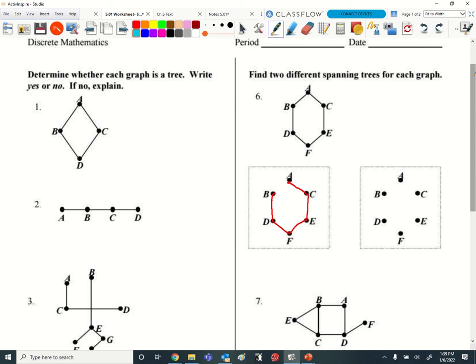You can only use existing roads. So here's an example that I did for you. All I have to do is make sure it's not a circuit.